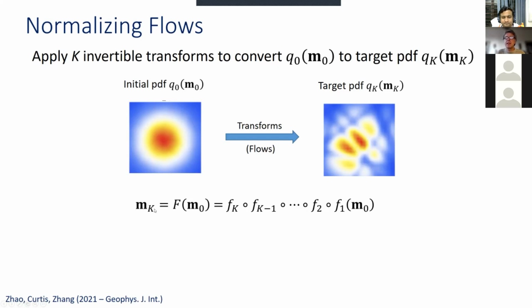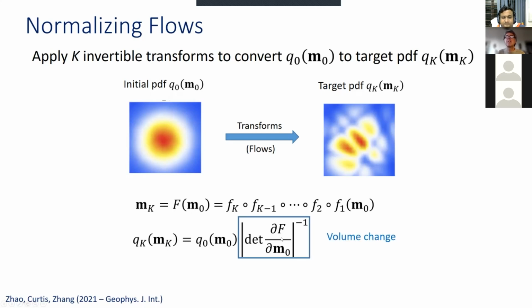That's actually what happens mathematically. Now, since the samples of Q0 converted to samples of QK, we can represent that using this equation here, which says that Q0, the probability of any sample from Q0, must be equal to the probability QK in the final distribution of this transformed sample, multiplied by this determinant here. And this determinant is important because it characterizes the volume change for any particular little element of the parameter space here.